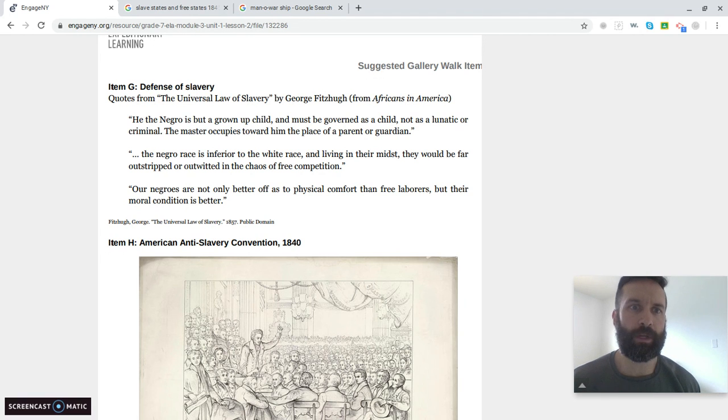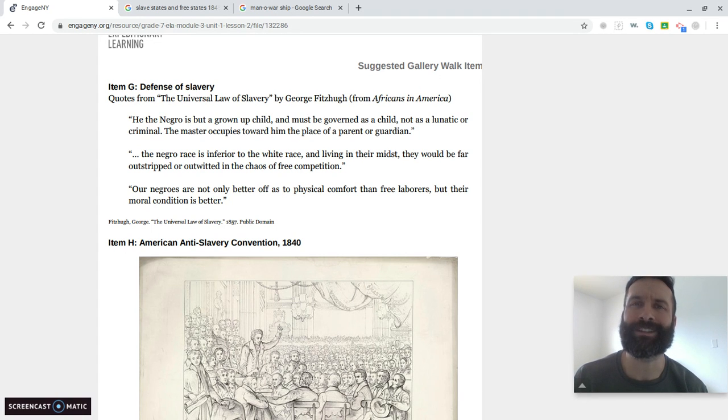He, the Negro, is but a grown-up child and must be governed as a child, not as a lunatic or criminal. The master occupies toward him the place of a parent or guardian. The Negro race is inferior to the white race, and living in their midst, they would be far outstripped or outwitted in the chaos of free competition. Our Negroes are not only better off as to physical comfort than free laborers, but their moral condition is better.